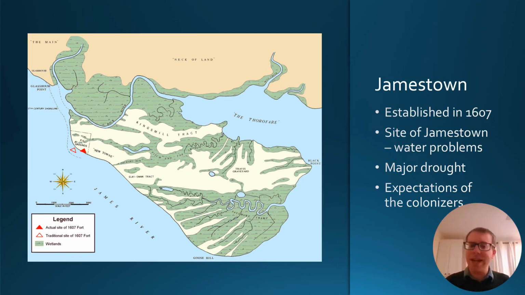The site they established it on was actually a wetlands and marshy area that had pretty poor soil. It was a site that the local Powhatan Confederacy did not inhabit because it was a pretty useless site.